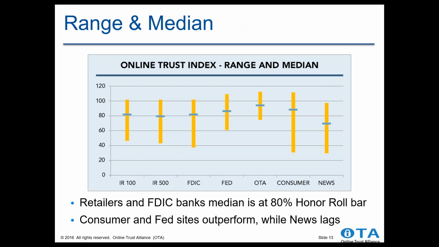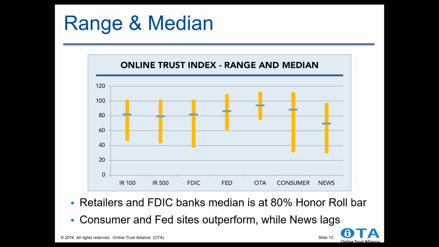This is another way of looking at the data, and we've been charting this for a few years now as well. This is looking at the range of the data from the top score in a given sector to the bottom, represented by the gold line or bar, and then the blue line is the median for that sector. On the left side, the retailers and the banks, the median is sitting right on top of that 80% number, which is the honor roll bar.